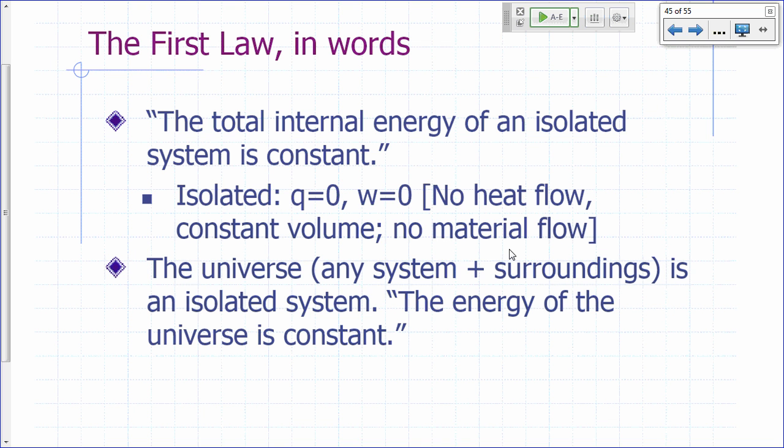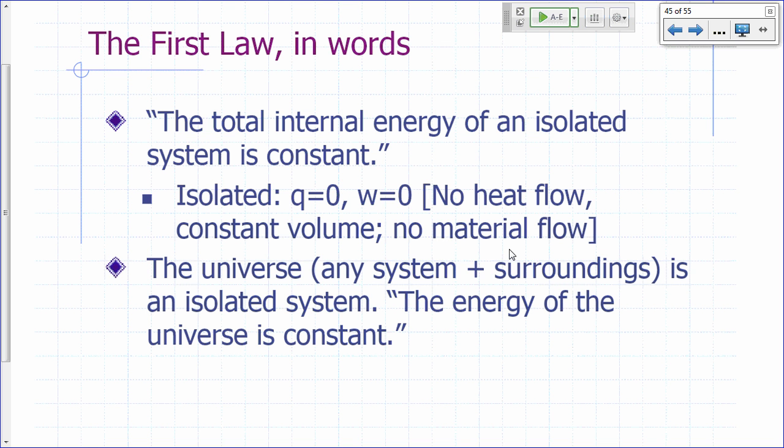What's a system that's isolated? One that doesn't interact with the surroundings. So Q is 0, W is 0. Anything could be happening within your system, but if it doesn't interact with your surroundings, Q is 0, W is 0, its total energy will not change, so delta E will be 0. So you say the total internal energy is constant.